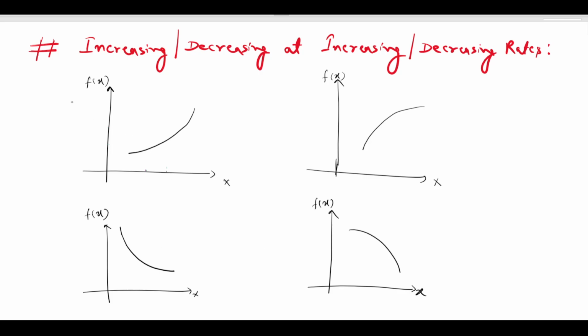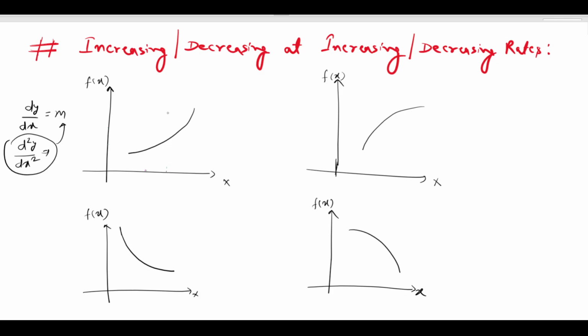Now, we know that the first derivative dy/dx is known as the change in the function, and that is known as the slope of the tangent line. And the second derivative d²y/dx² is known as the rate of change in the slope. If the first derivative is positive, it means the function is increasing. If the first derivative is negative, it means the function is decreasing.